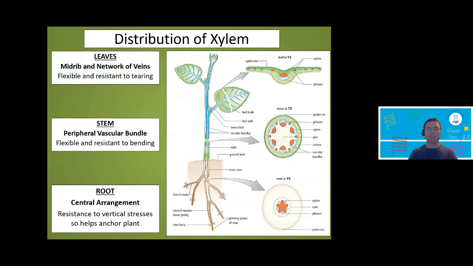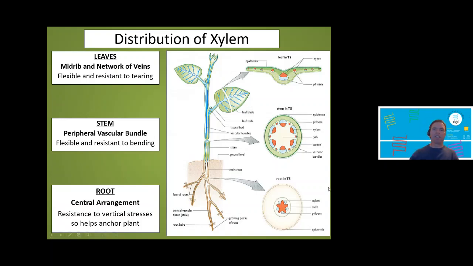And then the leaves have got a different arrangement. Again, you find xylem within the midrib of the leaf. So this central vein runs down the midrib of the leaf. And then when this midrib branches off, we end up with this network of veins. And what that means is by having the xylem in that arrangement, it's flexible, yes, but it also resists tearing. And you've probably all experienced this when you try and tear a leaf.